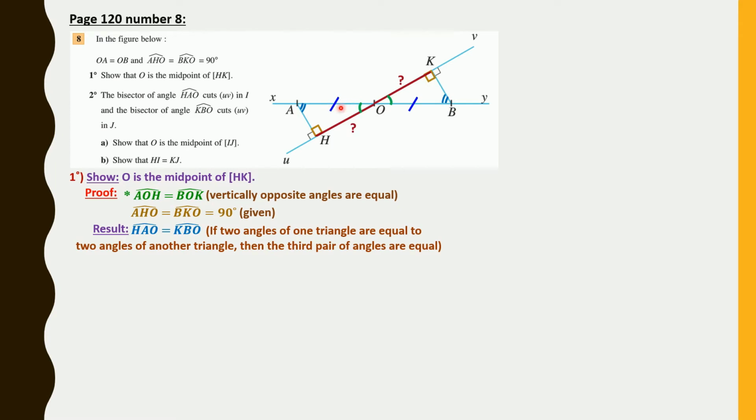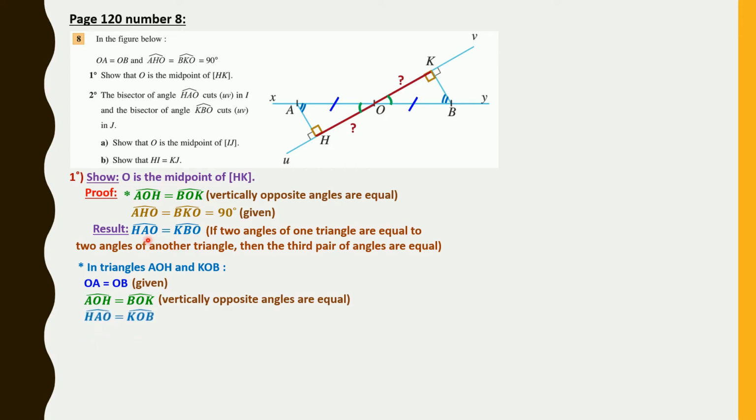Now let's prove that these two triangles are congruent, and as a result, OH will be equal to OK as corresponding elements. So in triangles AOH and KOB, first we have OA equals OB, it's given. Angle AOH equals angle BOK, vertically opposite angles are equal. And last, angle HAO equals angle KBO. We just proved it. So we write here, proved. We proved it here instead of proving it here.